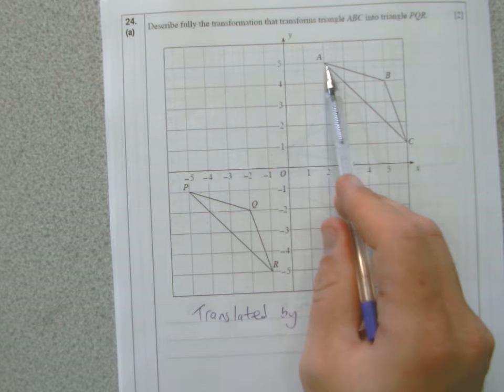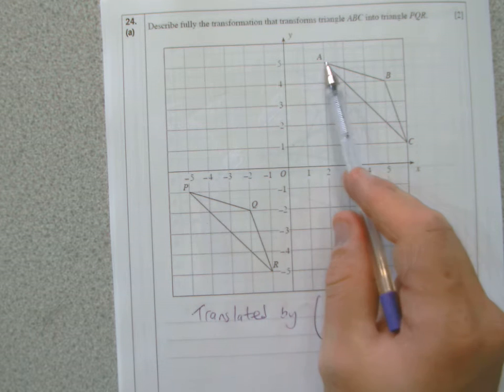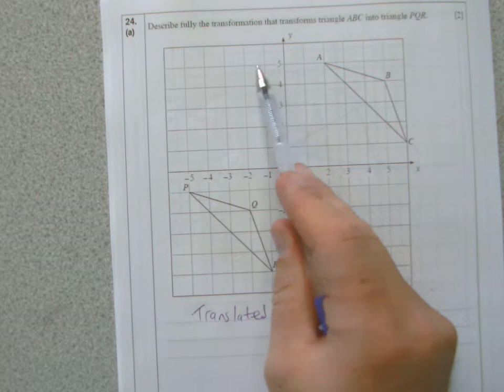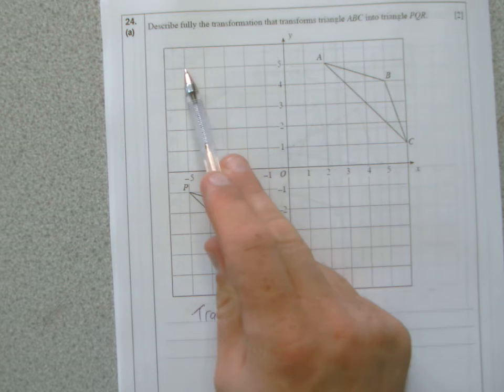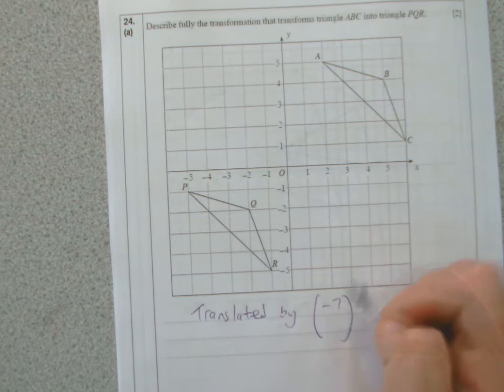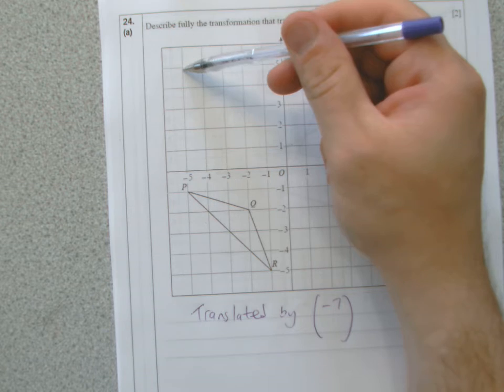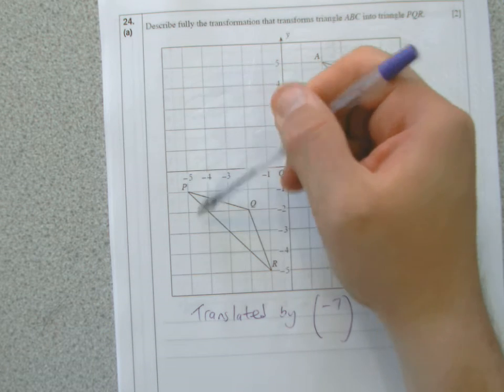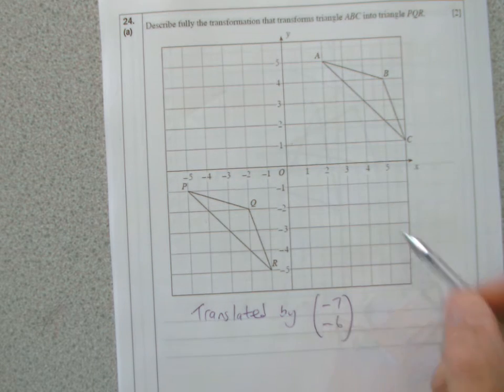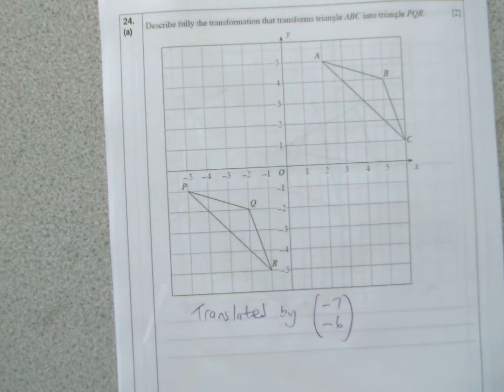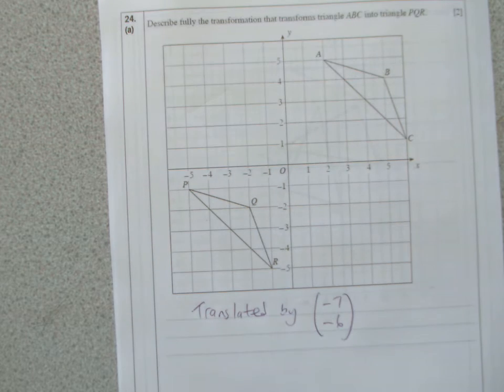So to get from A to P, you've got to go back, haven't you? Back 7, so I'm going to put minus 7 there. And then you've got to go down 6, so you can put minus 6 there. So back 7, down 6. The same would be for the other corner points, of course. And that's your column vector.